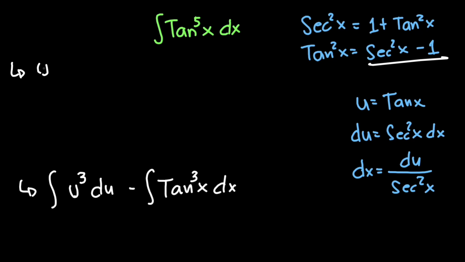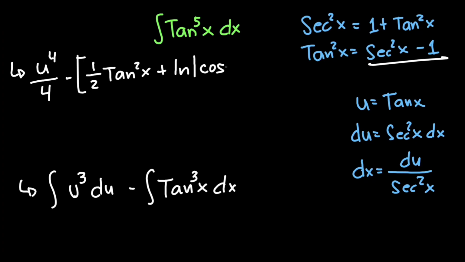So this would be u to the power of 4 over 4. And the integral of tangent cubed of x, as we had solved earlier, would be equal to 1/2 tangent squared of x plus the natural log of the absolute value of cosine of x. And don't forget to add the constant of integration.